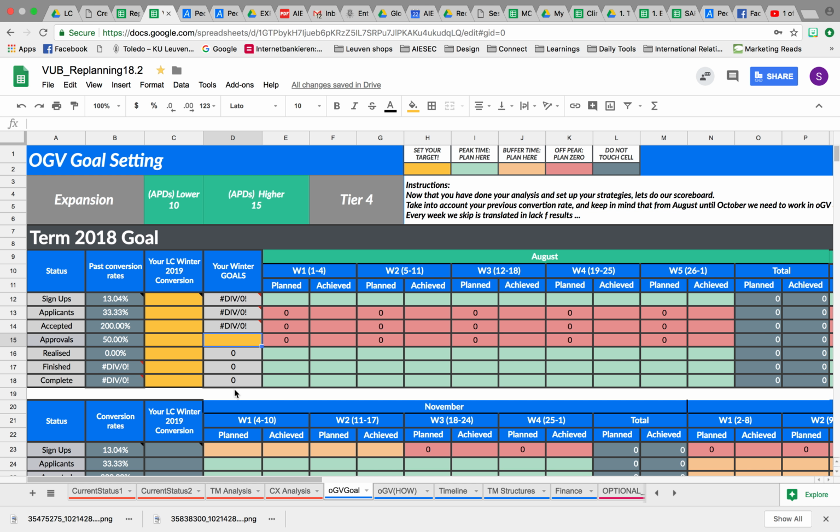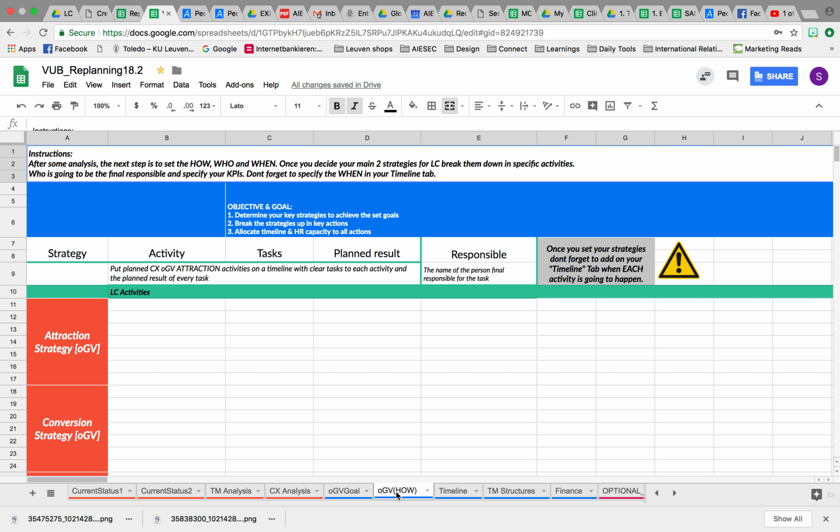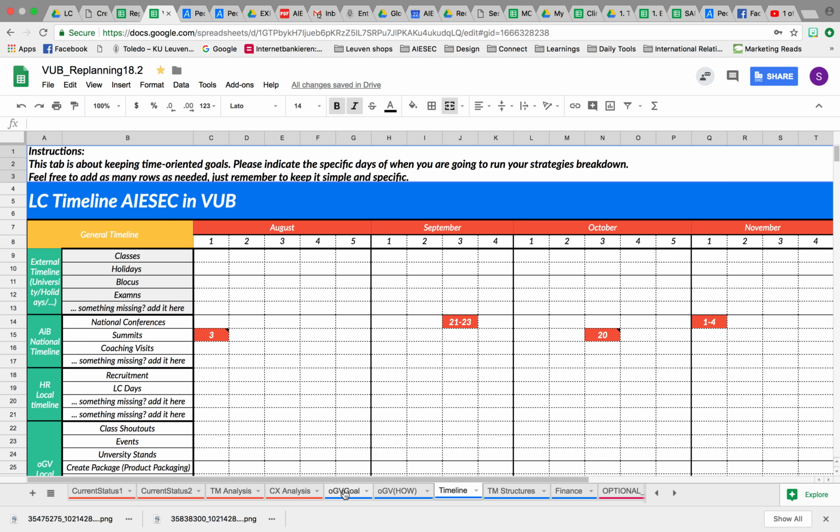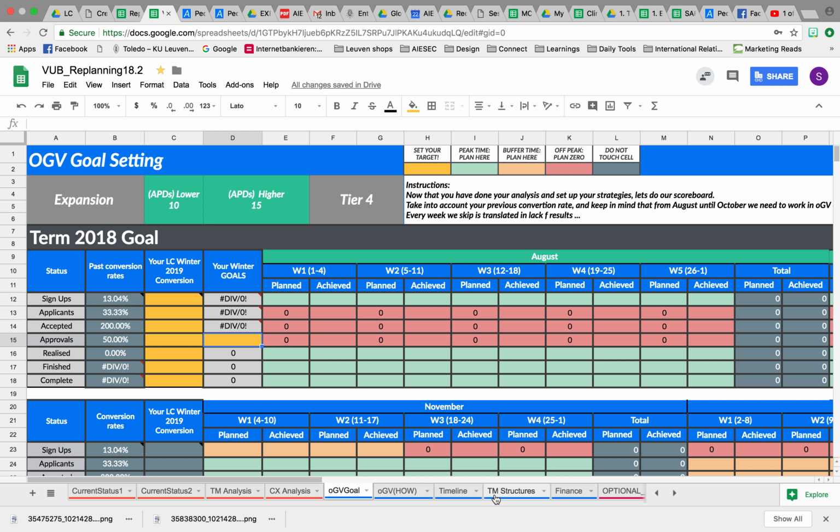So basically we are talking about these tabs right here where it says OGV goal, OGV how, and timeline. And then of course if you're running more products, then you have more tabs in your framework, and then you will also find there IGT goal, for example, and instead of OGV how, it will say per strategies. So basically you start with the goal setting. So this is the only tab that at first sight can look a bit complicated, and for which you should probably really check this video to fully understand how to fill in this tab.